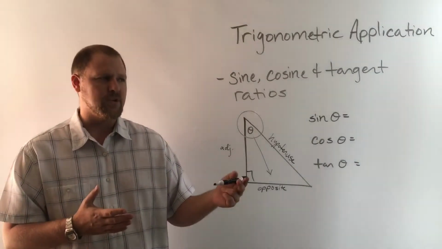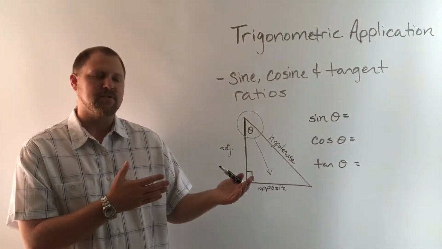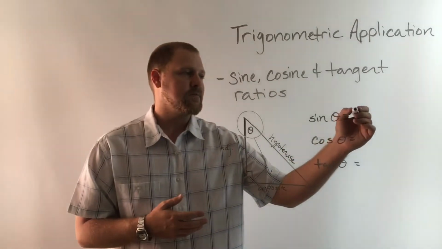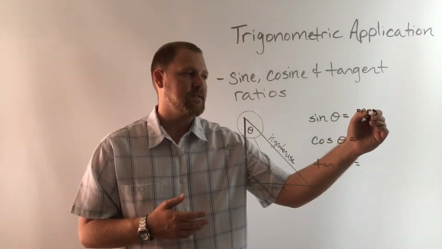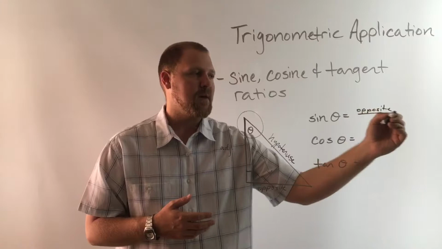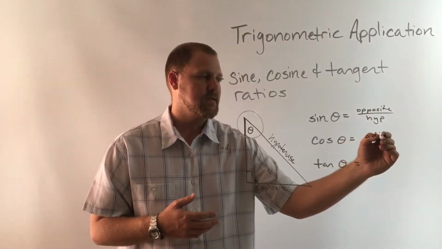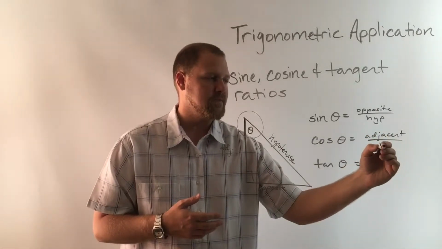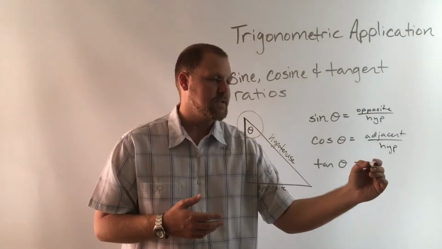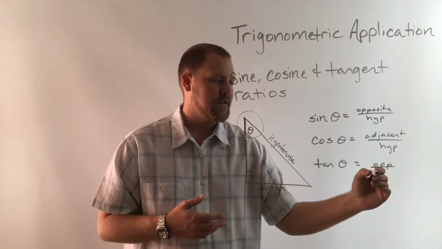And then of course you should know the sine, cosine, tangent ratios from SOHCAHTOA. Sine is equal to the measure of the opposite side divided by the measure of the hypotenuse. Cosine is the measure of the adjacent side divided by the measure of the hypotenuse. And then tangent is the measure of the opposite side divided by the adjacent side.